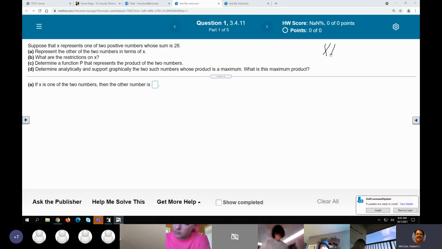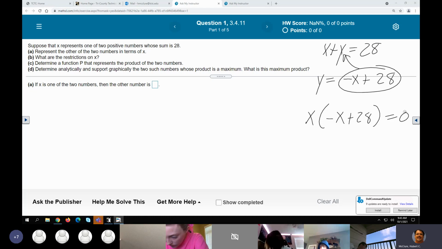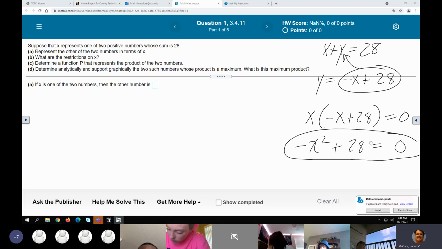X plus Y is equal to 28. Y is equal to negative X plus 28. Plug that back into this and multiply. You get X times negative X plus 28 is equal to 0. Negative X squared plus 28X is equal to 0. And you solve that by completing the square, or you can do it on your calculator.